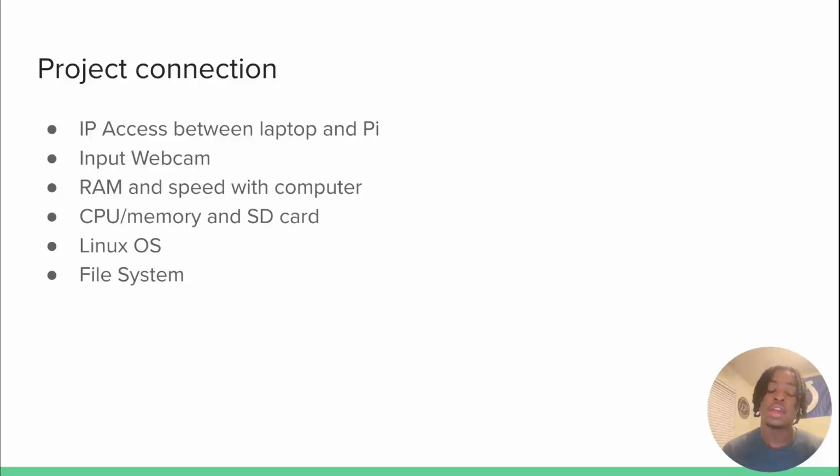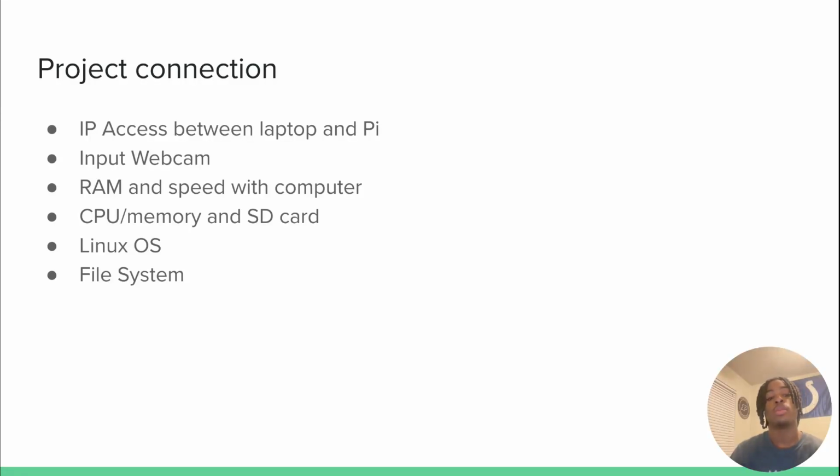And so for this project connection, there are many things that you can connect to the architecture. First of all, we learned a lot about IP addresses and IP access, knowing the connection between the two. One big thing I had to do was halfway through my code, my Pi was running a little slower, so I went into my Mac terminal and accessed my Pi through my laptop using the IP address of the Pi to SSH into it. So that's one big thing that we need to use.